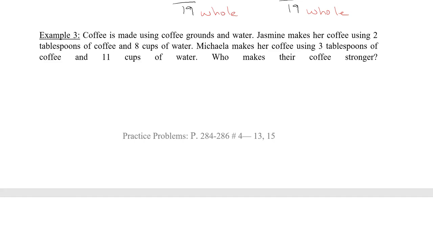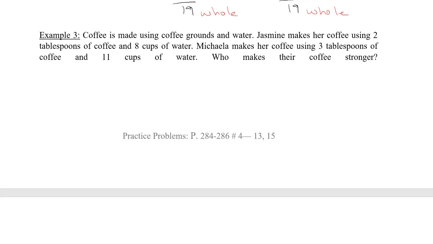Our third example. So, if you didn't know, coffee is made using coffee grounds and water. You put coffee grounds in the coffee maker, you put water in the coffee maker, hot water goes through the coffee grounds, and it becomes coffee.